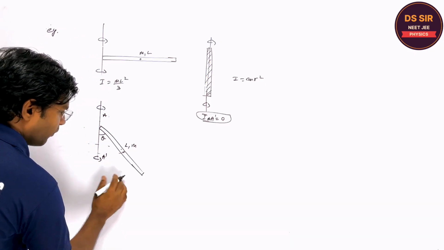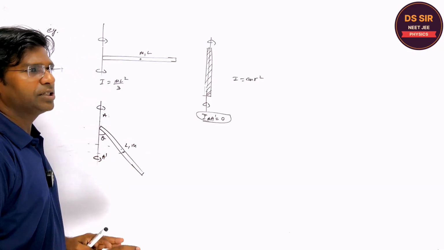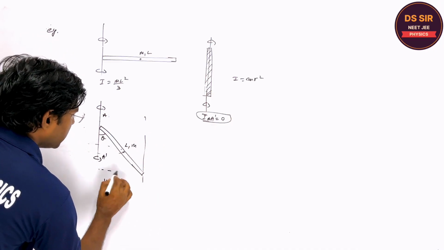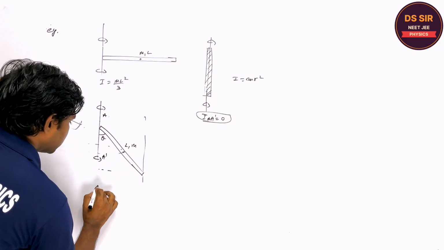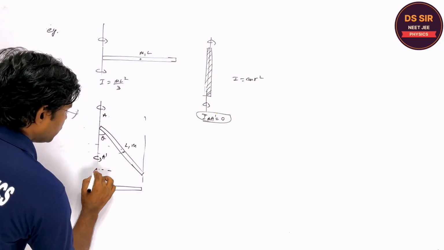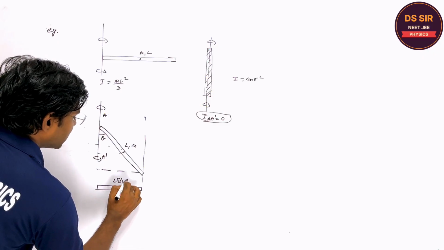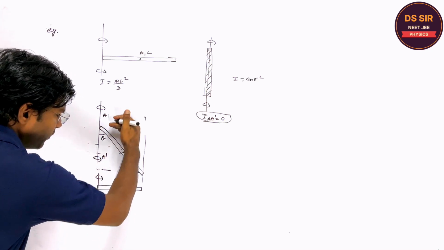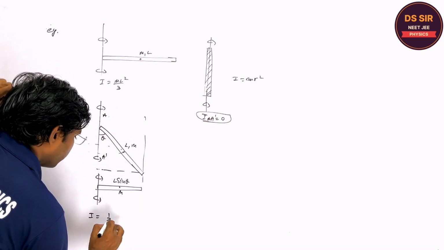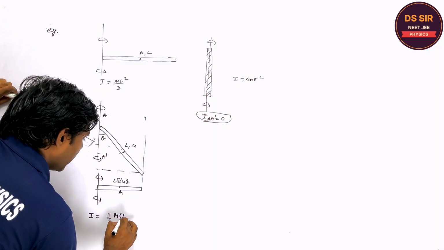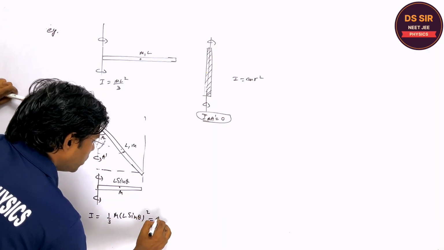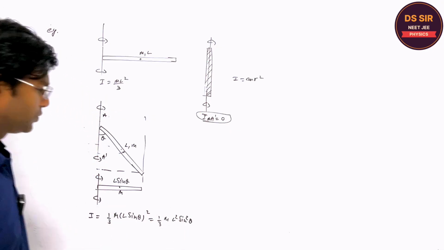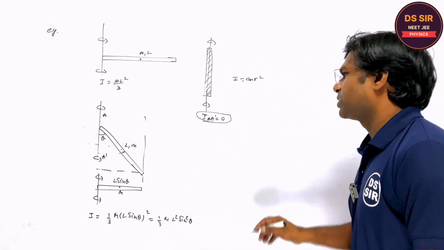So listen one thing, to find this moment of inertia, although we can do by integration, but we are not doing that; by the symmetry we can solve this. What is its effective length perpendicular to the axis? If it is L, what is this length? Say L sine theta. That's it, right? And this is the axis of rotation. So if this is the mass m, the effective length is L sine theta. So what is the moment of inertia? 1 by 3 m L sine theta whole square. So 1 by 3 m L square sine square theta.